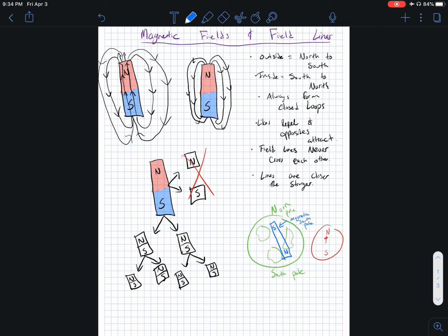But that is magnetic field and field lines and the basic concepts behind them.